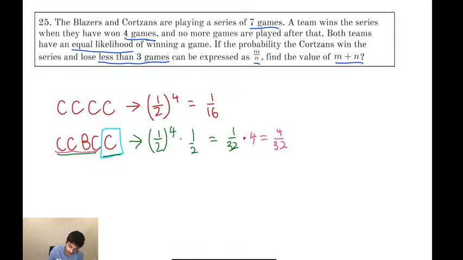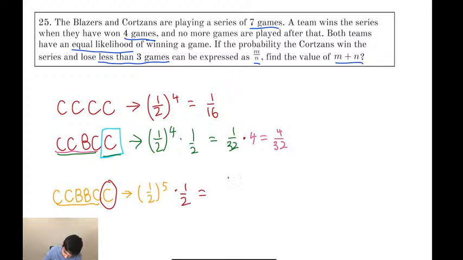So then you have the last case where the Blazers win 2 games. That would be something of the form Courtstands, Blazers, maybe Blazers again, Courtstands, something like this maybe. So again, what's the probability of this exact sequence happening? That's going to be equal to, well, the first 5 games are going to have a 1/2 to the 5th chance of happening. And then the last game, again, has to always be a Courtstands win. It has a 1/2 chance of happening. And this gives us 1 over 64.